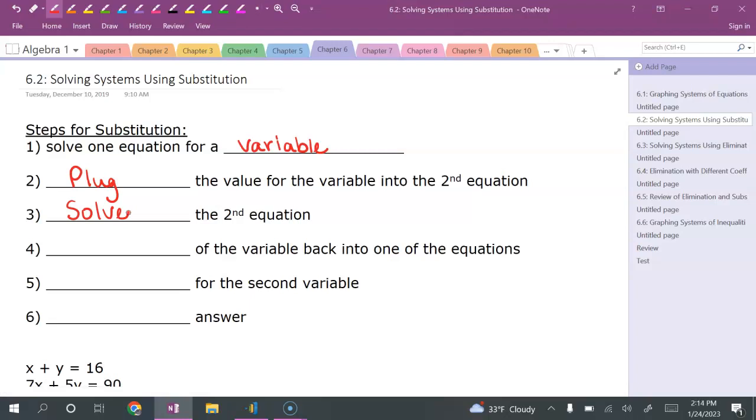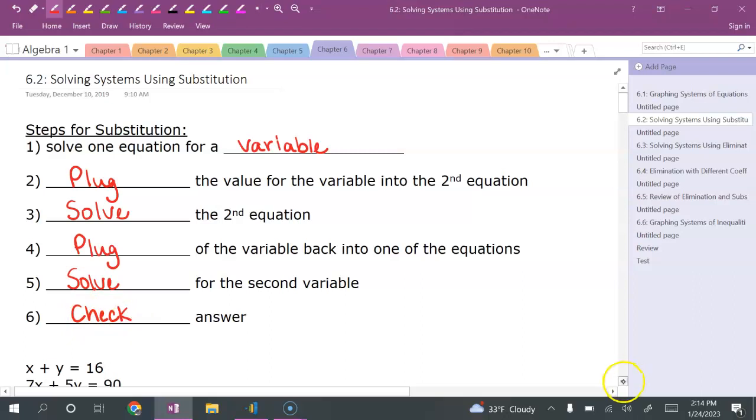You'll have a new equation that has only x or only y, and then you're going to solve for that letter. Once you've got x or y solved for, you take that value and plug it back into one of the equations that you started with at the very beginning. Then you'll solve for the next variable that you're missing. And then you should be able to check your answer and see if you did it right.